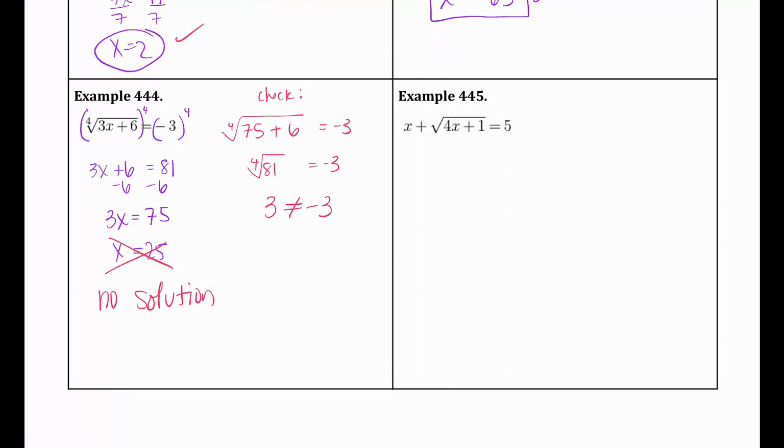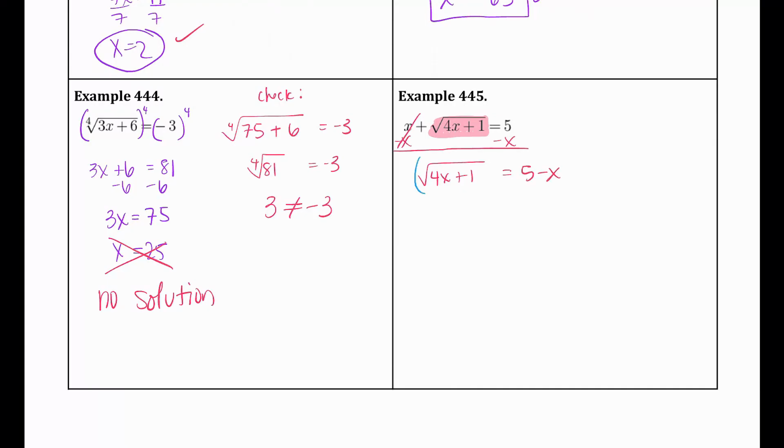Okay, so sometimes we don't have only a square root by itself on one side. If we have a square root with something else on a side, the first thing we want to do is isolate that square root. We want to get that square root by itself. So to do that, I'm going to move that x to the other side. Then I end up with the square root of 4x plus 1 equals 5 minus x.